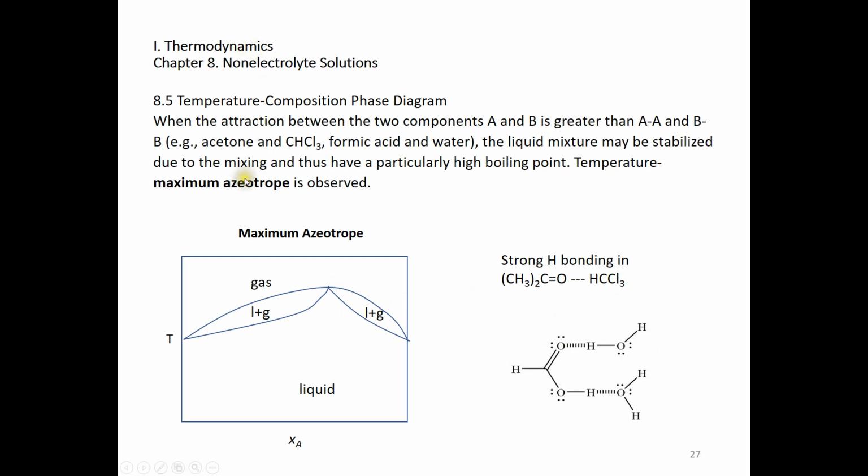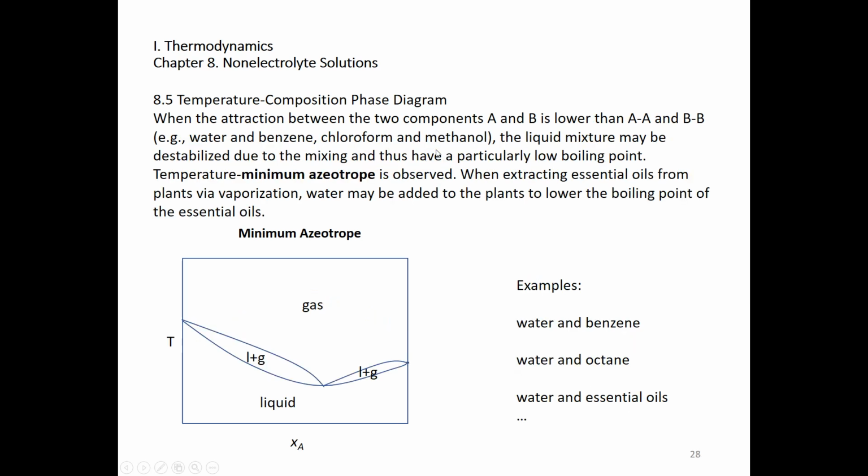Just to emphasize, we have maximum azeotrope if these two pure liquids strongly attract each other. And now, what if the attraction between A and B is lower than the attraction between A and A, and also lower than the attraction between B and B? Well, in this case, we expect to see a lower boiling point.